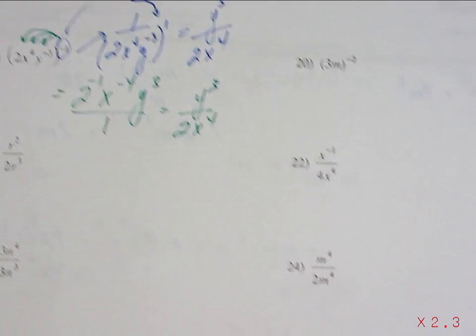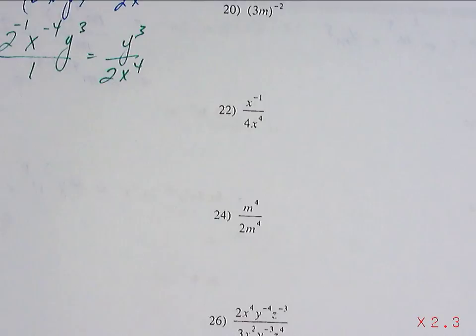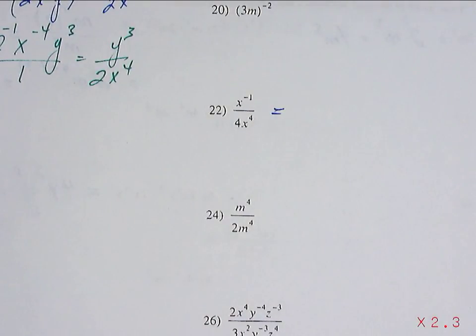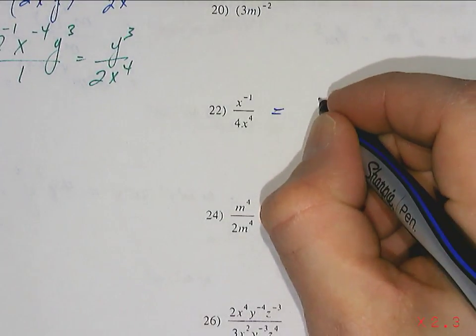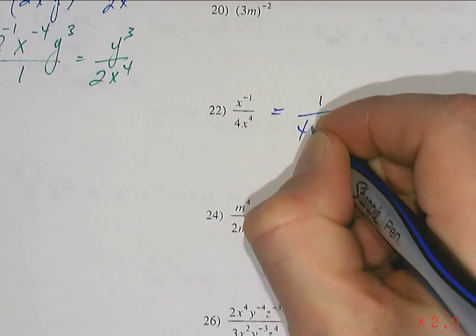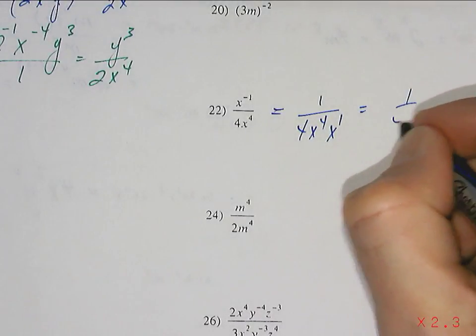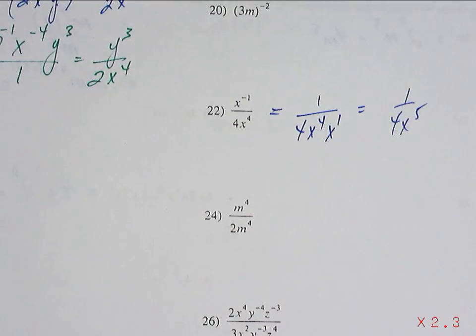So what should we look at? 22. Go. This is what I'm thinking. It's 4x to the 4 times x to the 1. I wouldn't write that. I really wouldn't. My final answer would simply be 1 over 4x to the 5 in one step. But that's what I was thinking.